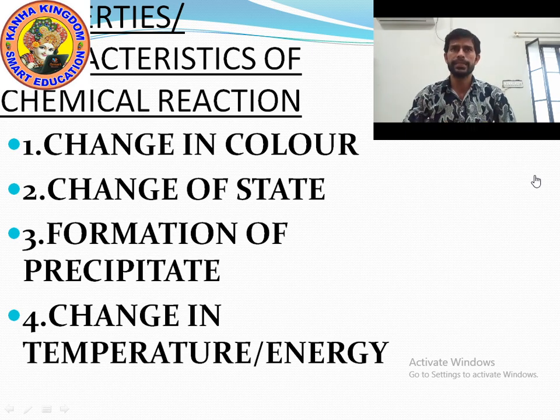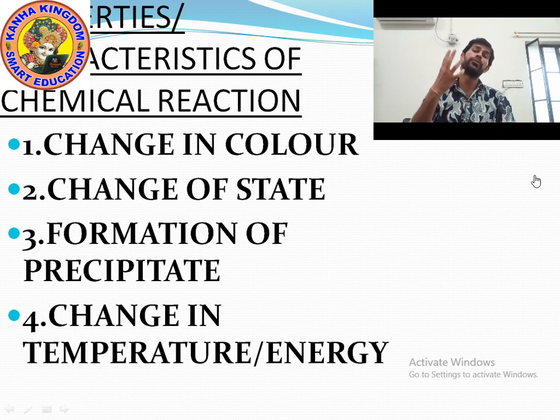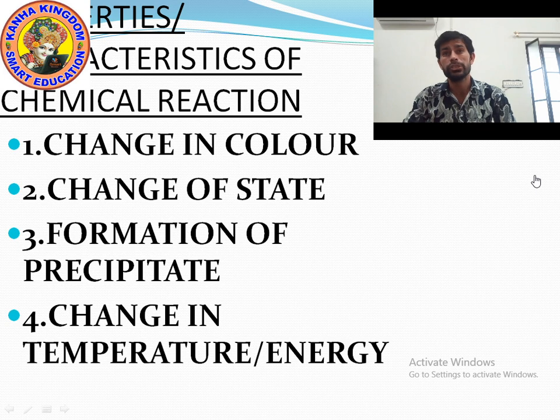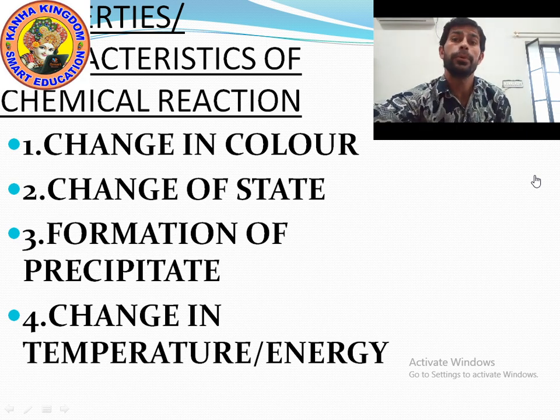So we discussed the characteristics of a chemical equation, and you know what a chemical equation is, the written form of a chemical reaction. Now it's time to discuss the characteristics or properties of a chemical reaction. So there are mainly 4 properties of a chemical reaction. First is change in color, second is change of state, third is formation of precipitate, and fourth is change in temperature or energy. Okay, there is one more, evolution of gas, which is not written here. Okay, so there are 4 properties.